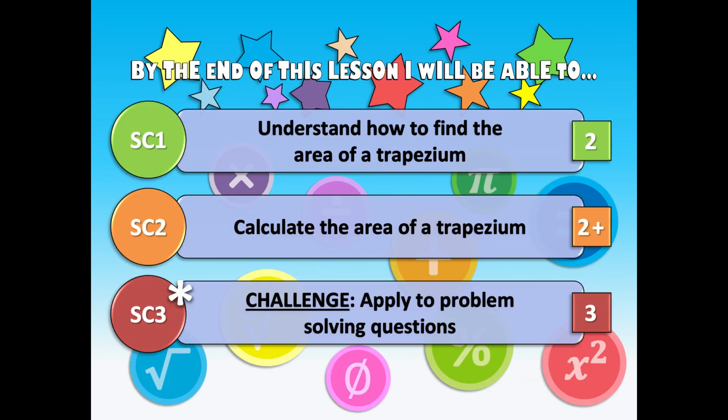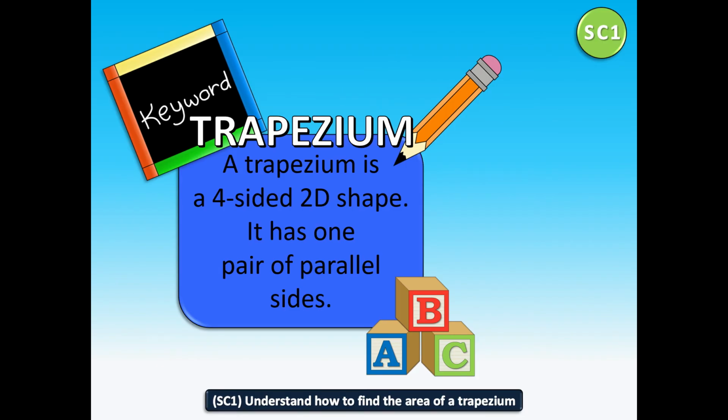We've got 3 success criteria, and the first one is to understand how to find the area of a trapezium. So a trapezium is a 4-sided 2D shape, and it has one pair of parallel sides. So this is what a trapezium would look like.